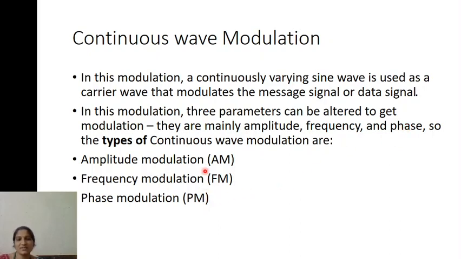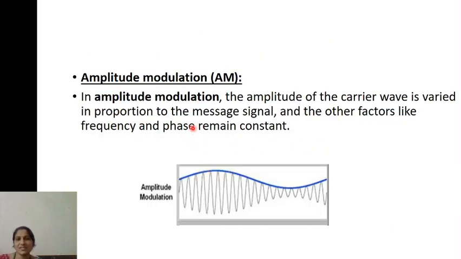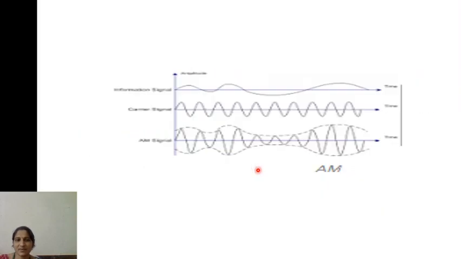Coming to the first one, amplitude modulation. Amplitude modulation means the amplitude of the carrier wave is varied in proportion to the message signal. Suppose this is the wave which you are taking. Here you can observe, this is the information wave, that is the modulating signal, and the carrier signal is always the sine wave. When you mix this modulating signal with the carrier signal, you will obtain the modulated signal. So here this is amplitude modulation. You will be getting the amplitude signal here.